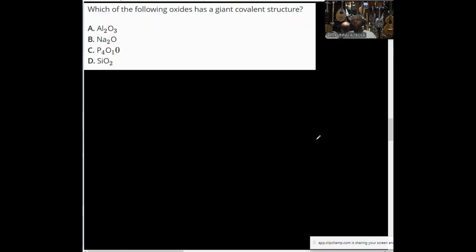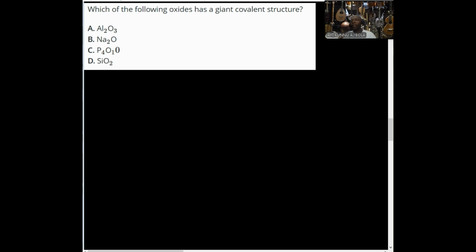The next question says, which of the following oxides has a giant covalent structure? I think the first thing we need to talk about is what a giant covalent structure is. It is where a large number of atoms are joined by covalent bonds in a regular pattern, forming a giant lattice. As lots of covalent bonds are present, the structure is extremely strong.